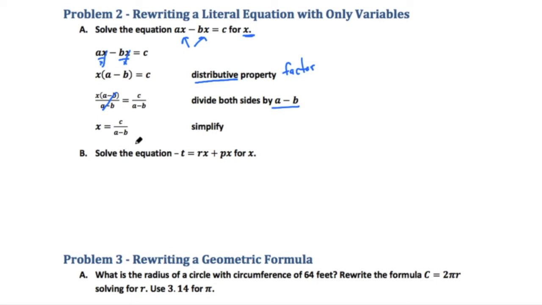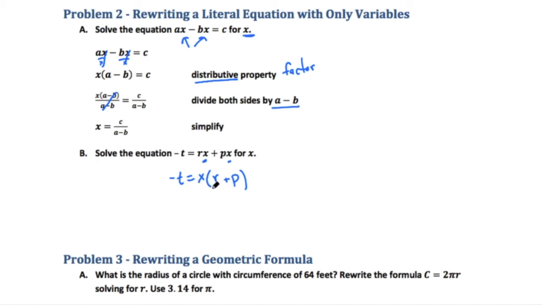So let's look at another example that uses that same method. Again, notice you've got x in two places. We can't combine rx and px, so we're going to have to factor or use the distributive property in reverse. On the left hand side we have negative t, x in two places, so x divides out, and we're left with r plus p in parentheses. Again, you could imagine distributing that x through, and we'd get back right where we started.